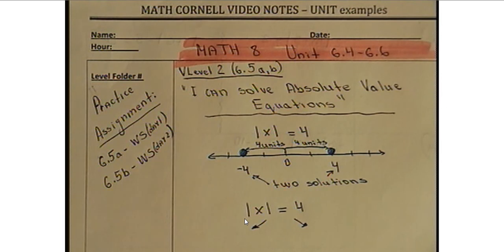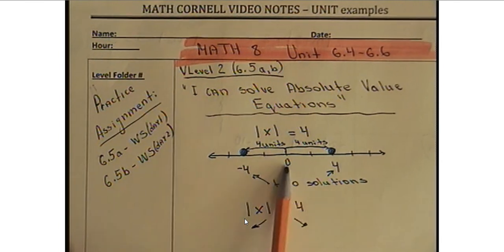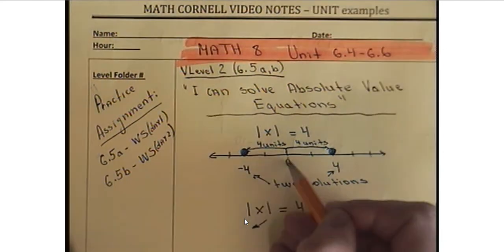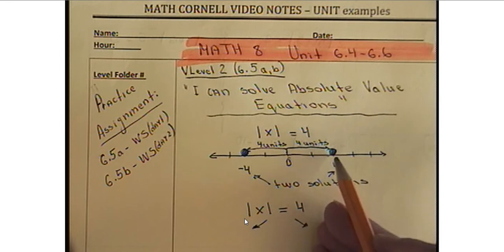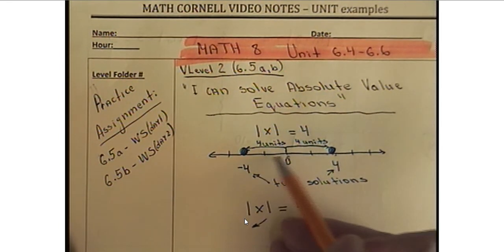Now, as a reminder, when we're talking about absolute value, you guys know we're talking about distance from zero. Imagine you're right here and this is your road, and you decide to go west. You go 4 units to the west. Or you decide to go east, you go 4 units east.